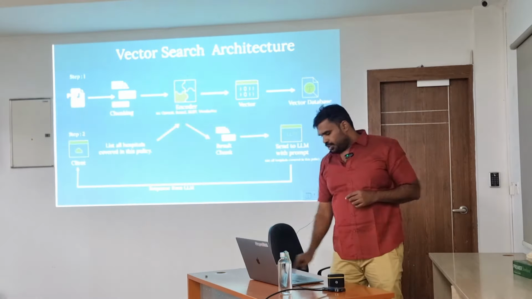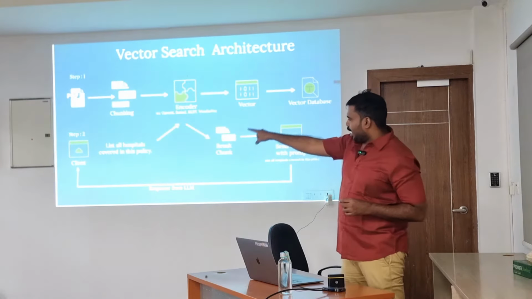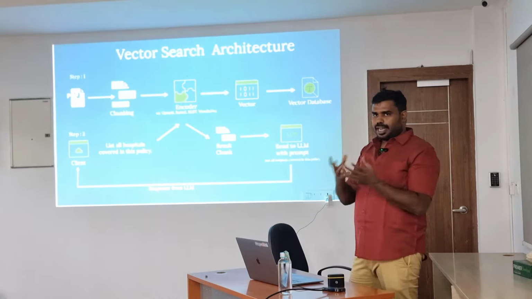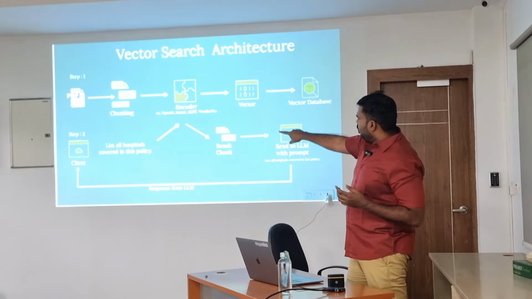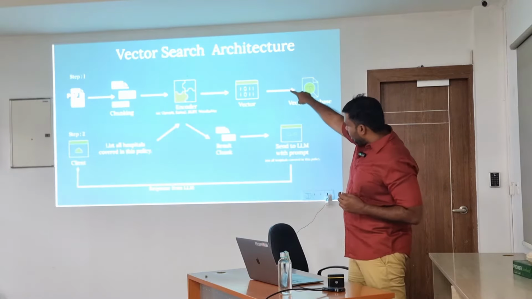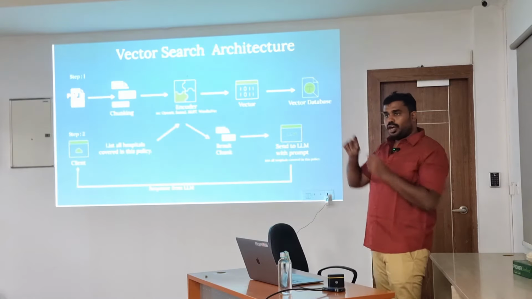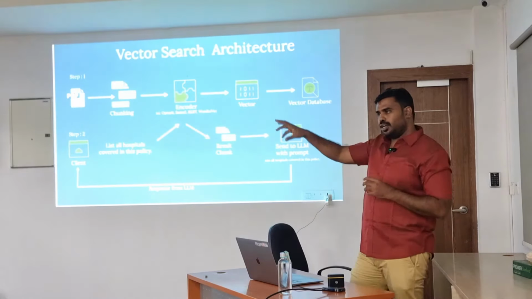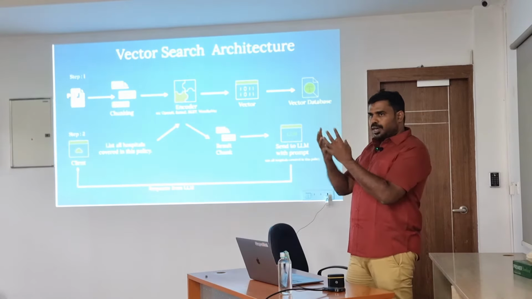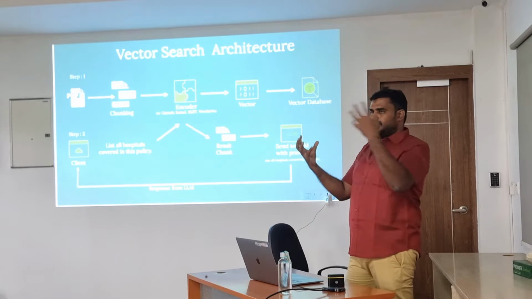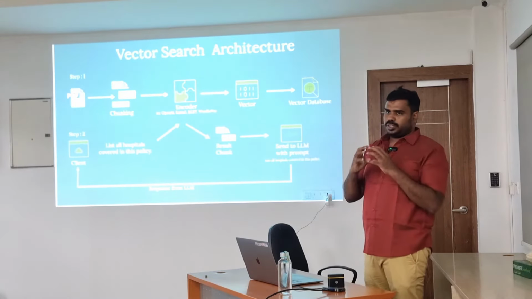Process 2 is whenever the client asks a query, we send that query to the same encoder, not a different encoder, and get the query embedded. Then we compare these two vectors. There is something called cosine similarity.